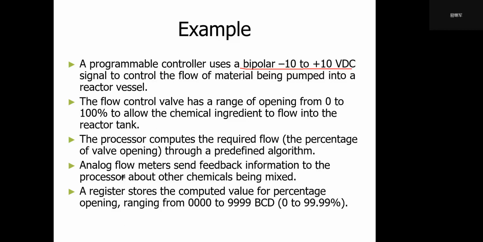The processor computes the required flow through a predefined algorithm. Analog flow meters send the feedback information to the processor about the other chemicals being mixed. A register stores the computed value for percentage opening, ranging from 000 to 999 BCD.